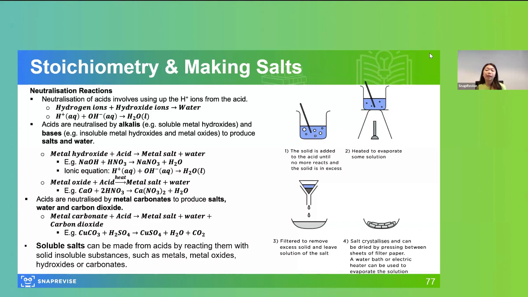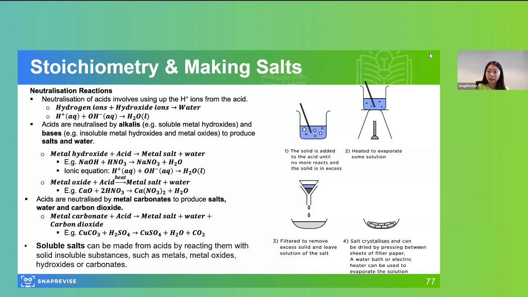I'm going to repeat myself again, explaining this experiment, because this is important. You're going to add the solid into the solution, into the acid, until no more solid reacts, until it's in excess. This is to make sure the acid fully reacts. Second step, heating it up until some evaporates. This is to make sure the reaction goes faster. This allows more kinetic energy and therefore it goes faster.